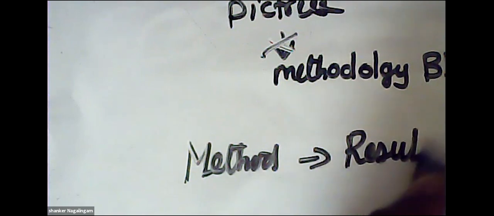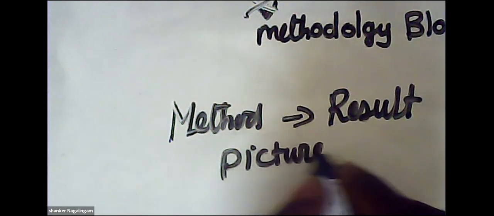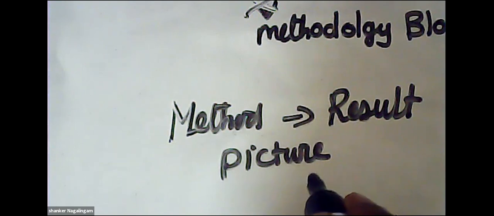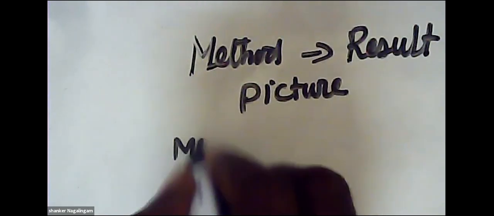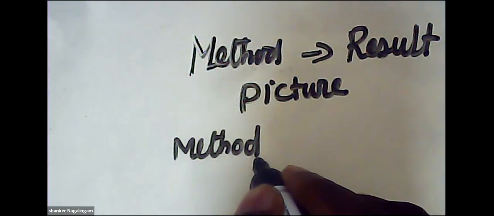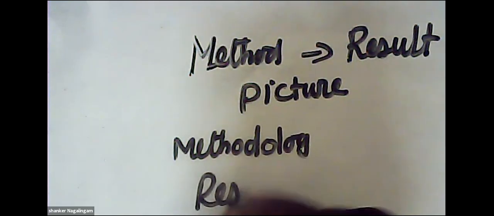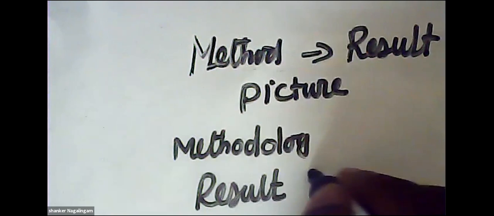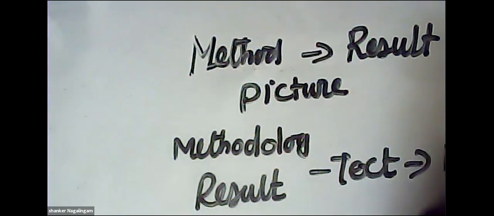Due to this methodology, some results have come out. That should be in the form of a picture, and that picture should give a pictorial representation of your methodology. I think you know that in every paper, either an informative or descriptive abstract, the methodology is given and your results are given, and you are giving those results in the form of text. That text should be converted into picture form. That is very important here.